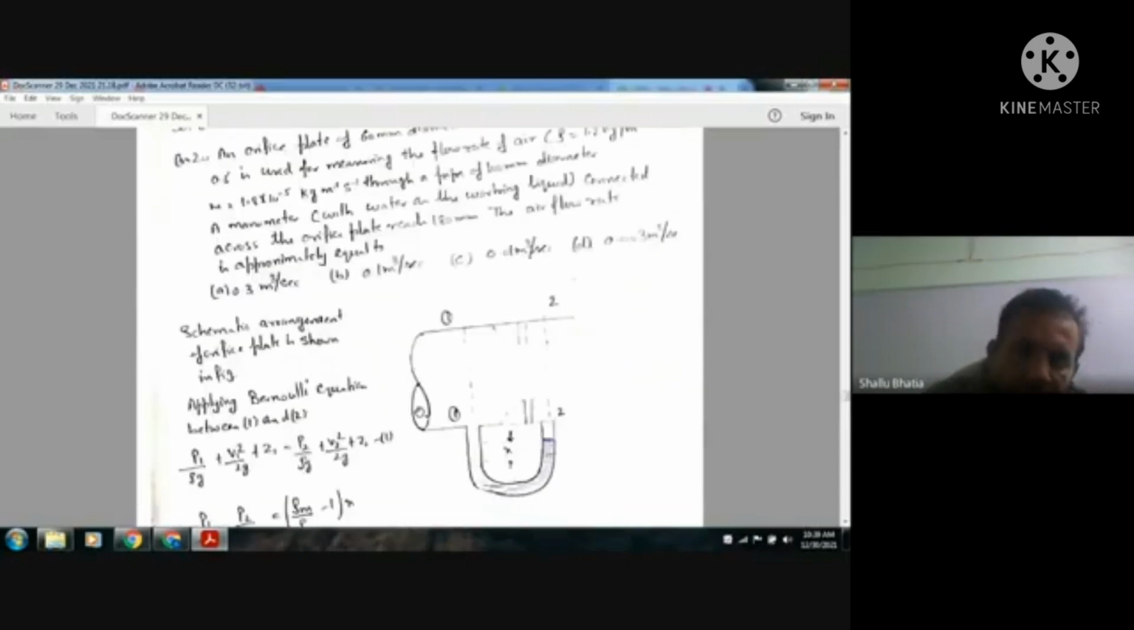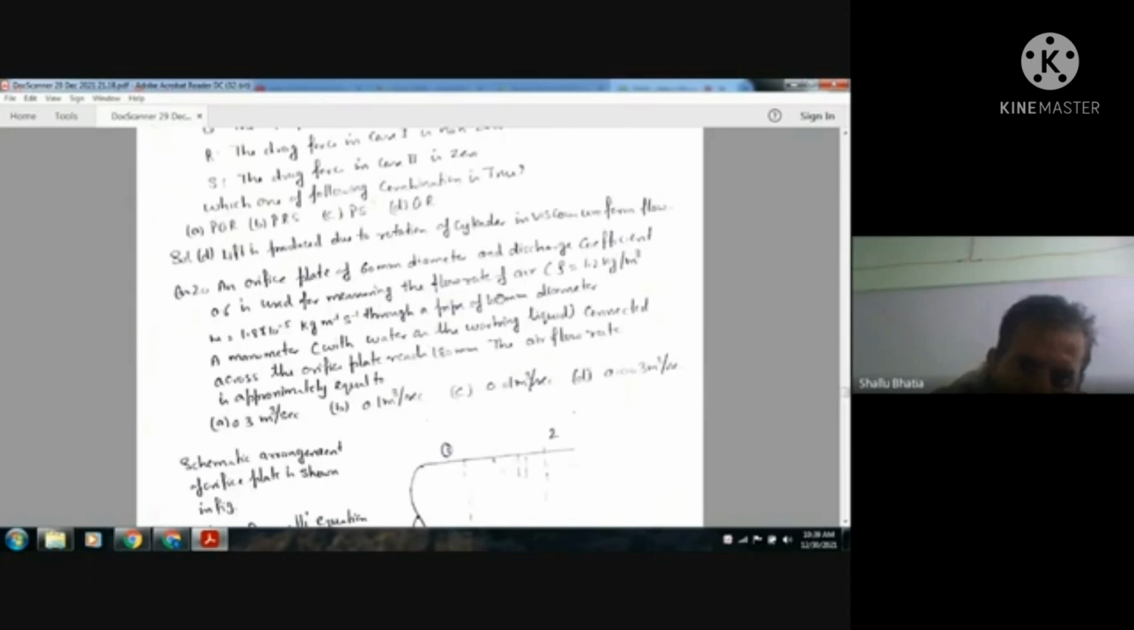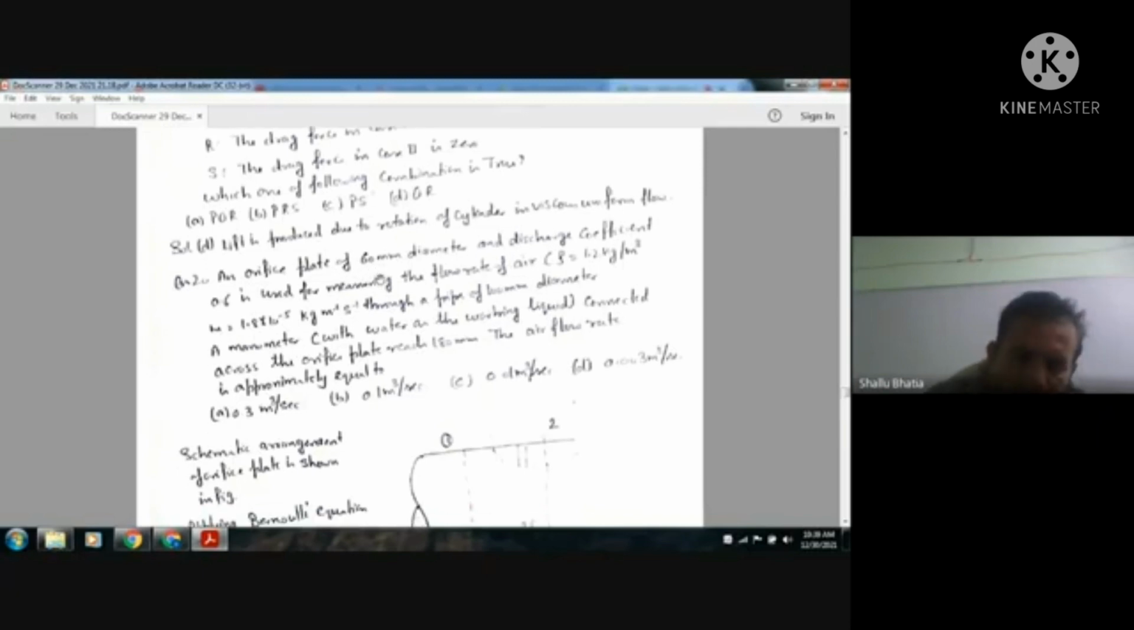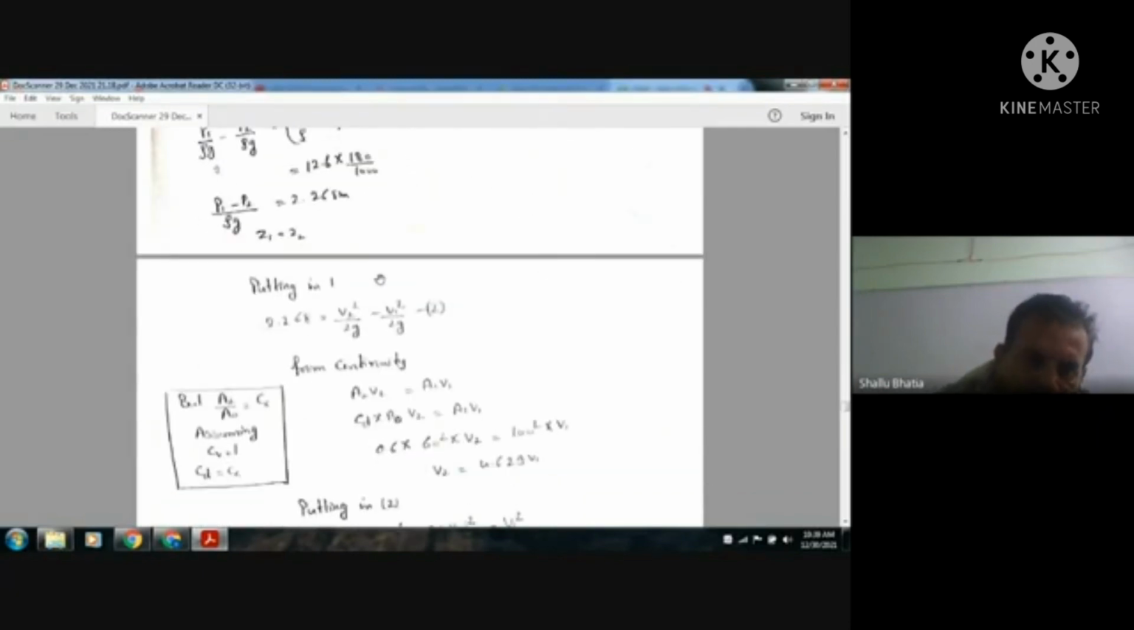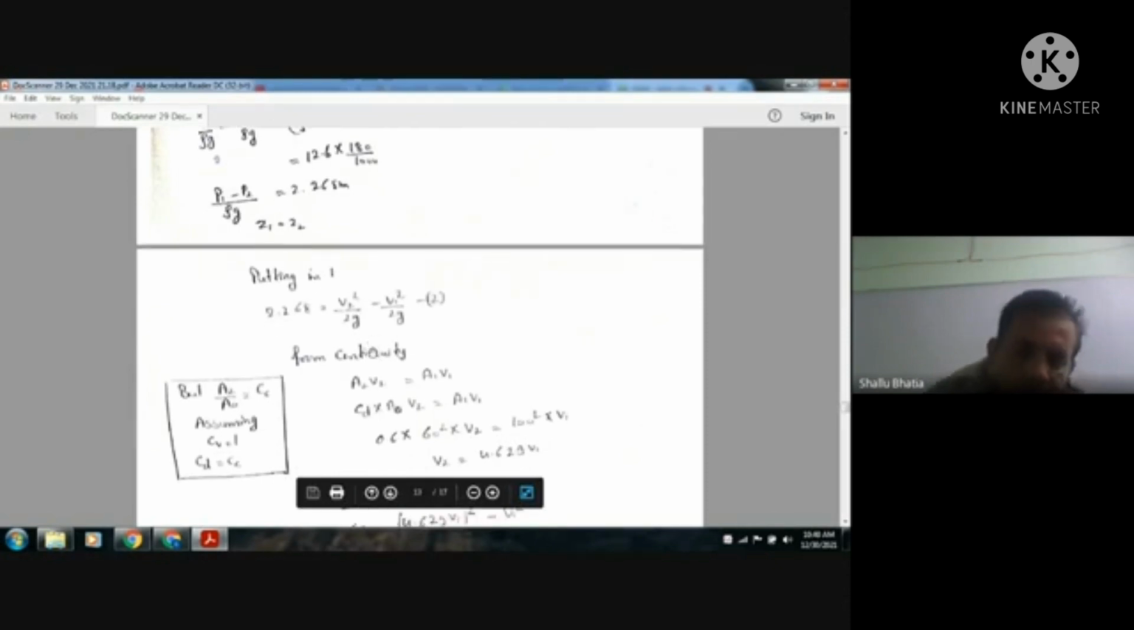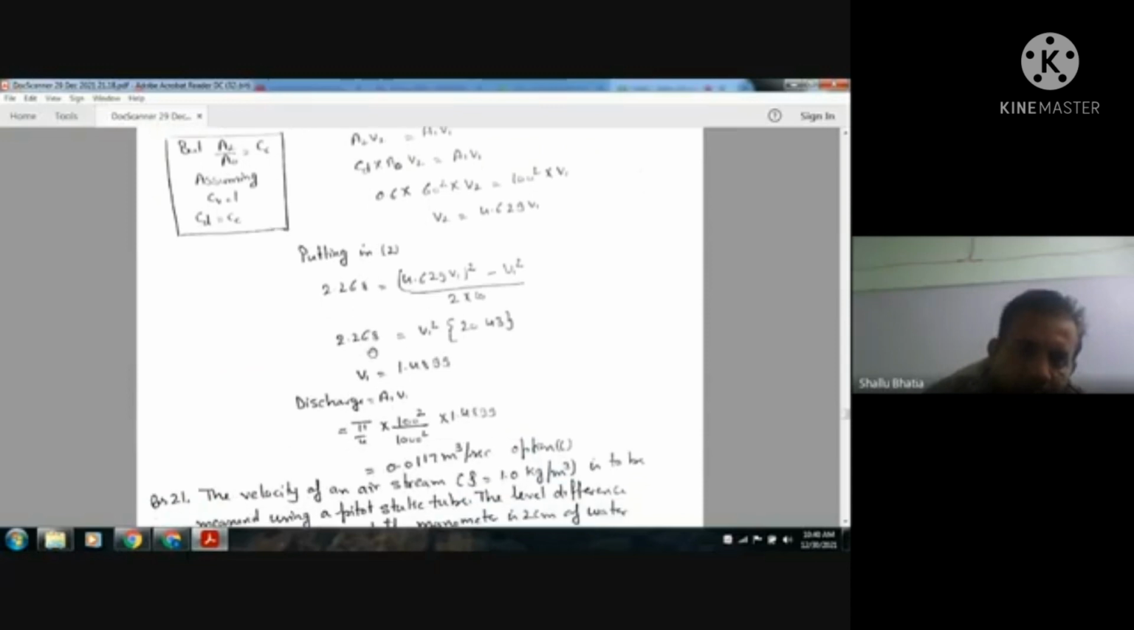So A2 will be CD into A naught V2, and this will be A1 V1. Okay, so A naught is given as 100 mm square, and the plate diameter is 60 mm. So there is 60 square, and this is 0.6 V2, so we can get the ratio of these two, and we have got the difference of these two. From these two equations, we can solve for V1 and V2.